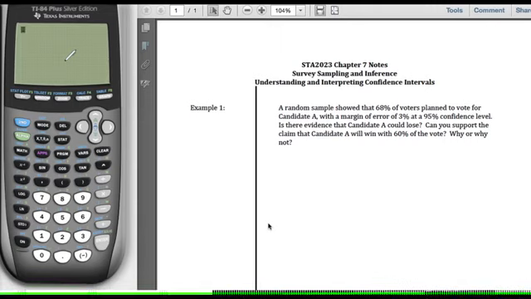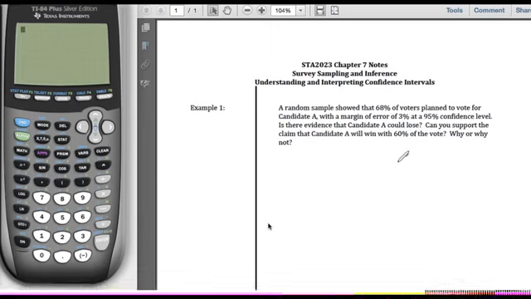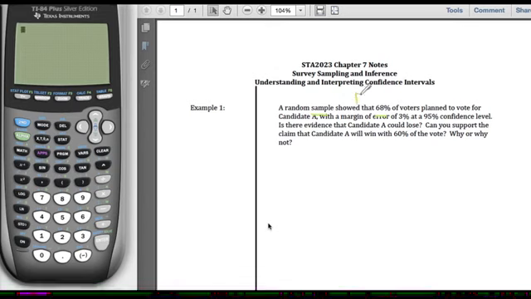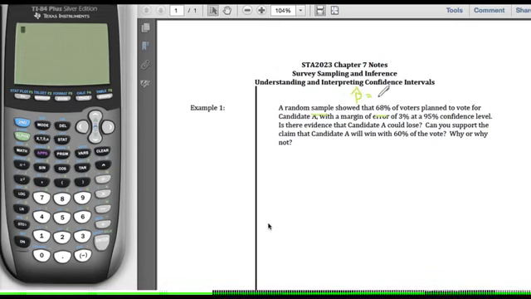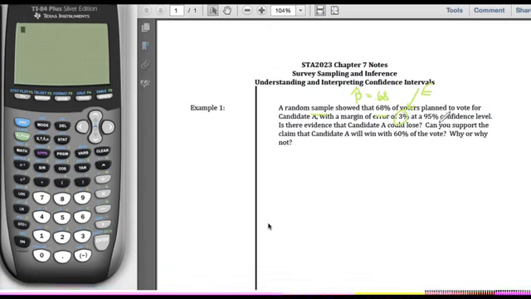First thing I want to do is go through and label these numbers. What do I have here? So it says initially, a random sample showed that 68% of voters plan to vote for candidate A. So because this is a sample, this 68% is a statistic. It is a p-hat. P-hat is 0.68 or 68%. As well, the margin of error, not the standard error, but the margin of error, E, is 3% at a 95% confidence level.